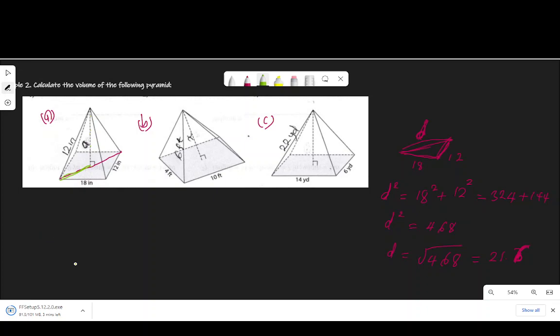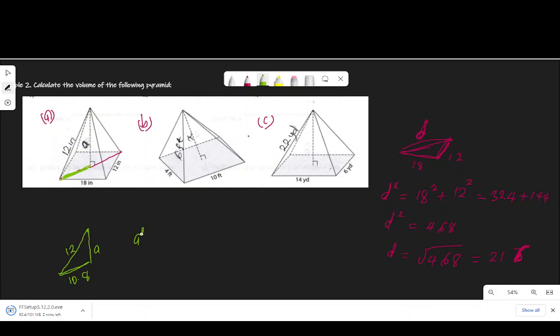So let me see if I can redraw that here. This side here, that is it, and it is half of the diagonal we just calculated. This side is half of D. This D here, D is 21.6. 21.6 divided by 2, which is half, will be 10.8. So this place is 10.8. Then the height A, we don't know, that is all we want to calculate. This slant height is given right there, which is 12 inches.